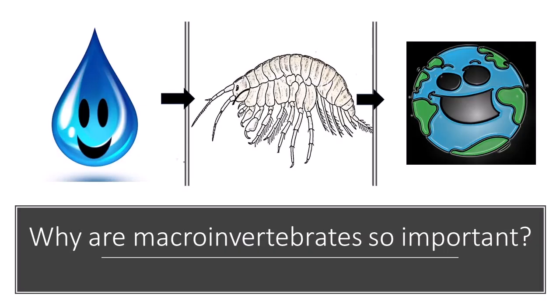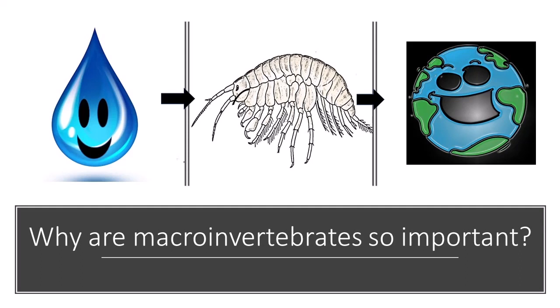Okay, so why are macroinvertebrates so important? Well, since macros live in our rivers, streams, and creeks, they need to have healthy, pollution-free water to survive. In addition, if the water is polluted or not healthy, these guys are the first to be affected.